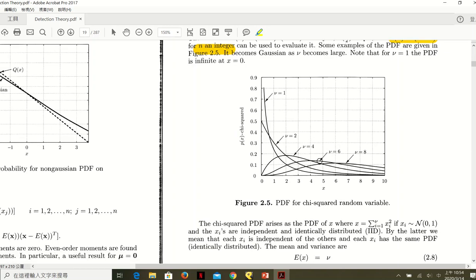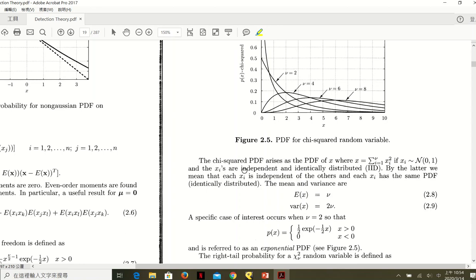In fact, the chi-square PDF arises as the PDF of x, where x equals the summation of x squared, for x distributed as a Gaussian with mean 0 and variance 1, which is a standard Gaussian. We call it standard Gaussian.